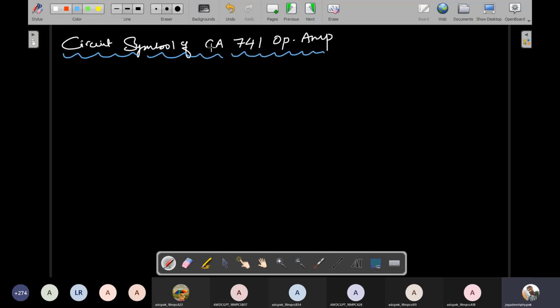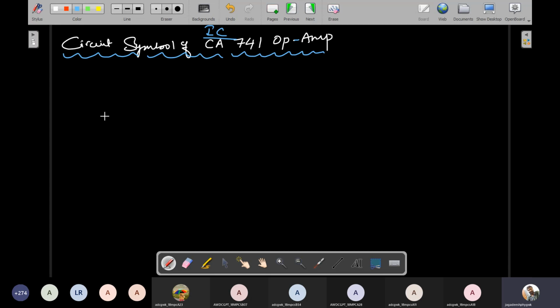Whatever it may be, IC 741. IC is nothing but integrated chip. You will write, no problem, circuit symbol of IC 741 operational amplifier.